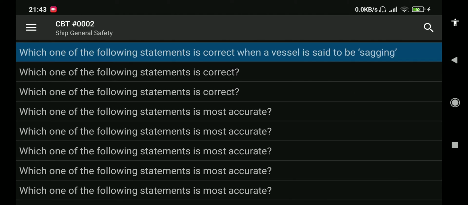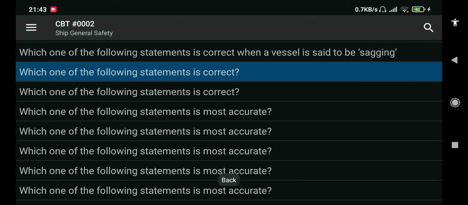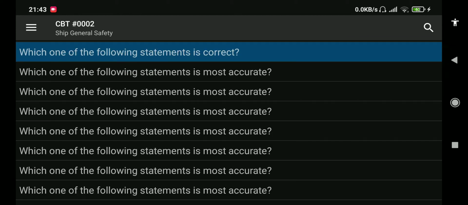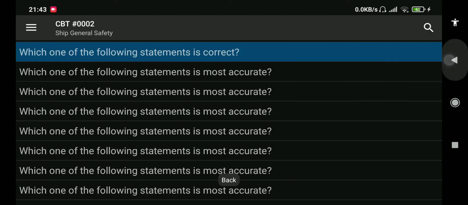Which statement of the following is correct? Procedures for pumping operations should always be available to the crew and be followed. So that's the answer. Next, which of the following is correct? Safety devices designed to prevent the accidental release of free fall lifeboats must be engaged during maintenance operations. So always engage the safety during operation.